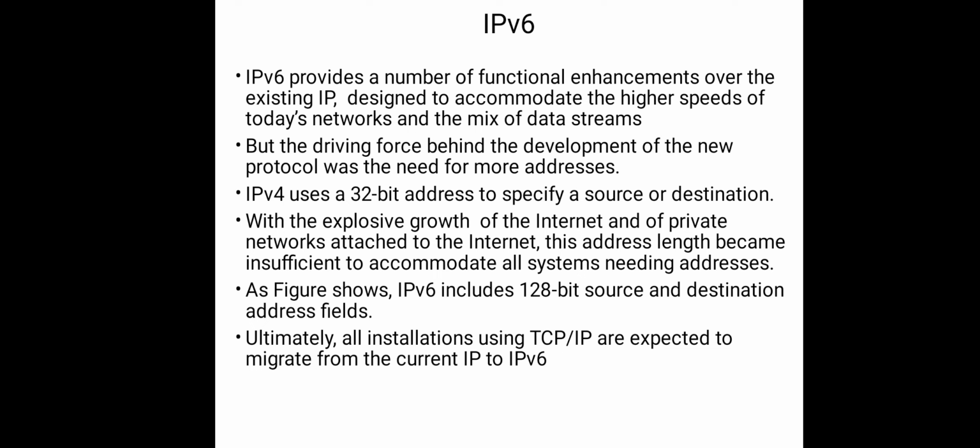IPv4 uses a 32-bit address to specify source or destination. With the explosive growth of the internet and private networks attached to the internet, this address length becomes insufficient to accommodate all systems needing addresses. As the figure shows, IPv6 includes 128-bit source and destination address fields. Ultimately, all installations using TCP/IP are expected to migrate from the current IP to IPv6. If IPv6 comes into existence, then all the IPv4 systems will come under IPv6.